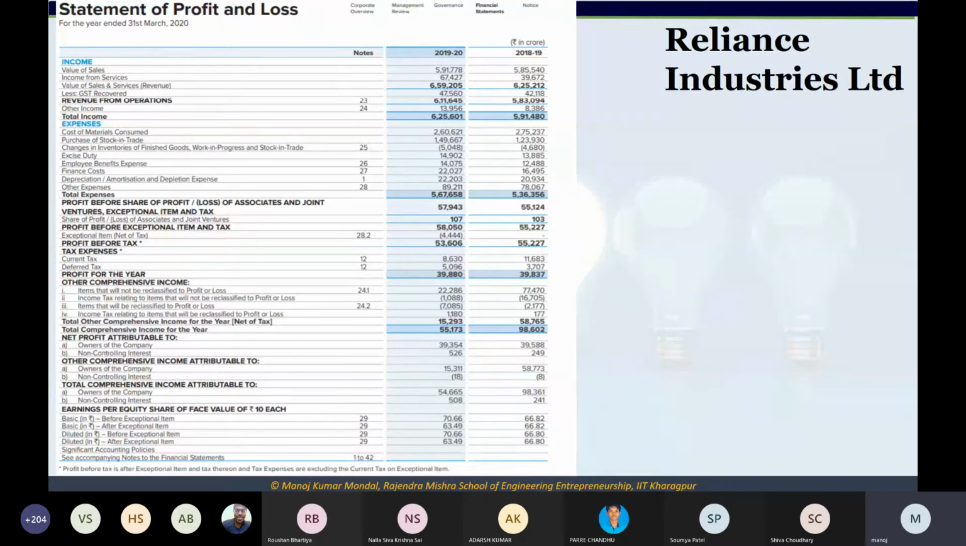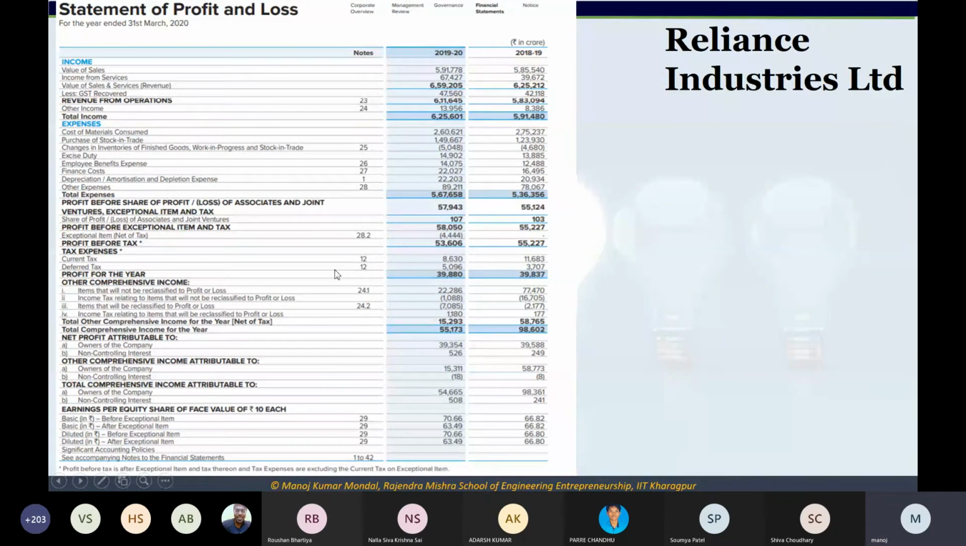There are many entries. It's not as simple as I showed, but then you will connect with them. The major heads are all the same. This is the income statement, profit and loss account. So this is total income, and then total expenses: cost of material, purchase of stock, then excise duty. Normally nowadays there is no excise duty outside excisable items, like petrol, which is an excisable item. Employee salary, benefit, finance cost, which is interest, depreciation, etc. Then they get profit before tax directly.